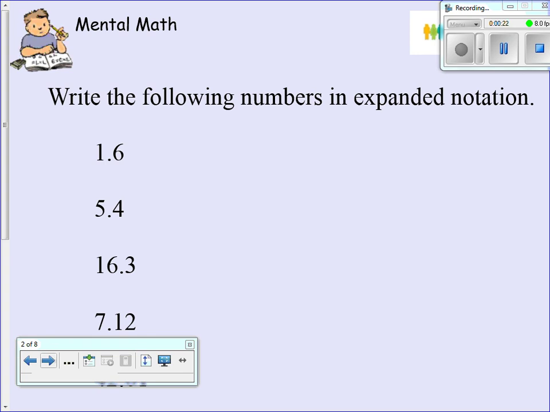Let's take a look right here. We have 1 and 6/10. The reason why I read it as 6/10 is the 6 is in the tenths place. We have 1 plus 0.6. You could write that as 1.0 plus 0.6 as well. No worries. Take a look at the next one here. We'll change colors. We have 5 plus 0.4.